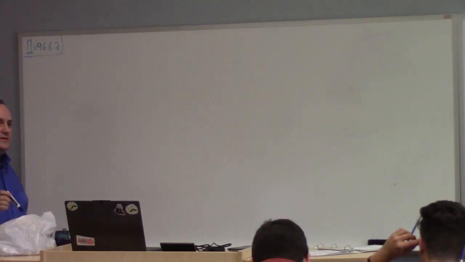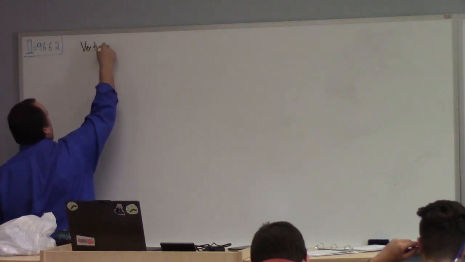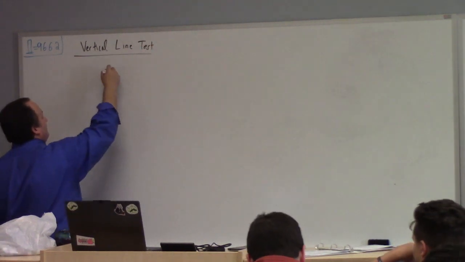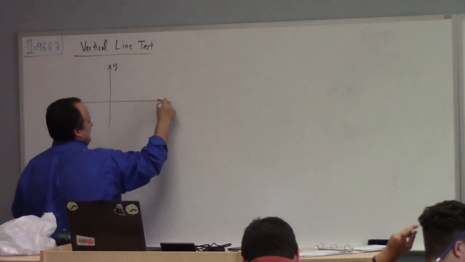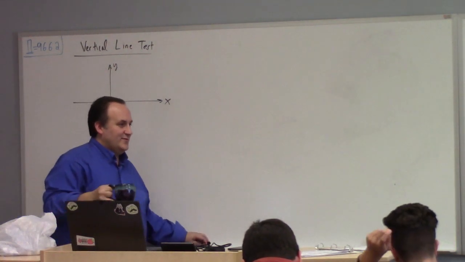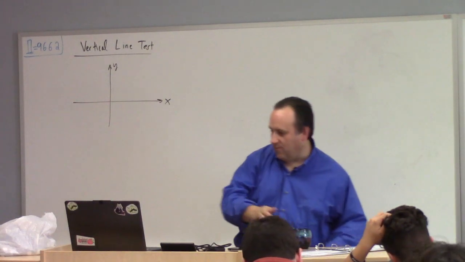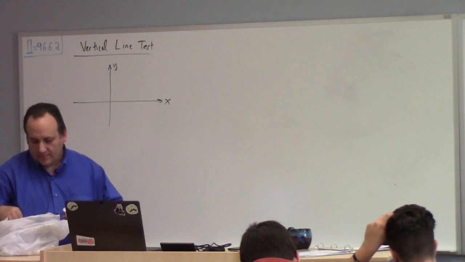So we've talked about functions, but I mentioned the words vertical line test, but I haven't talked about the vertical line test. We should talk about that. What is the vertical line test? Yeah, so vertical line test, an x can't have 2 y's. That's it exactly. Perfect.